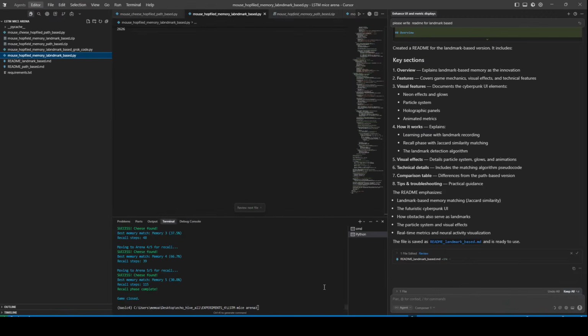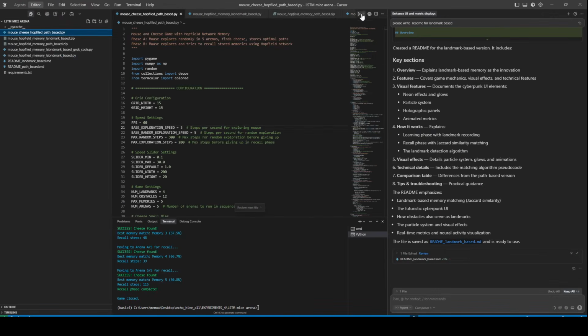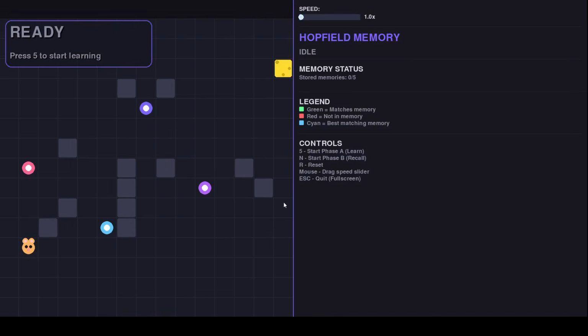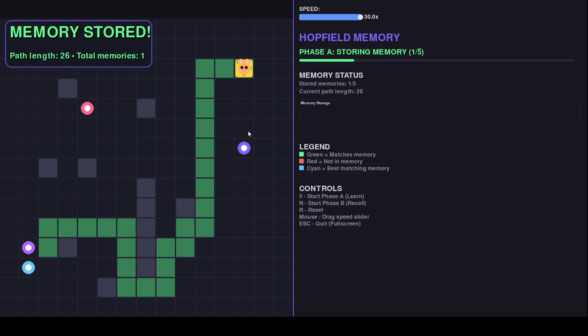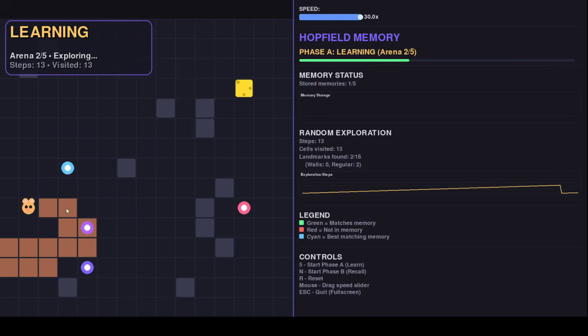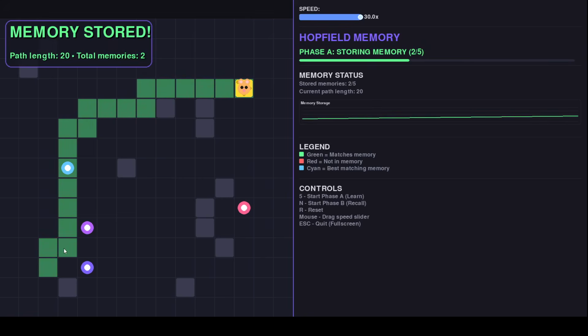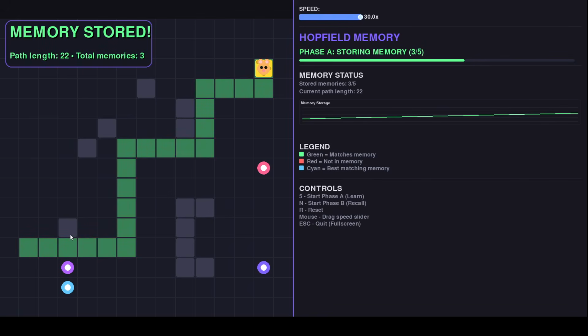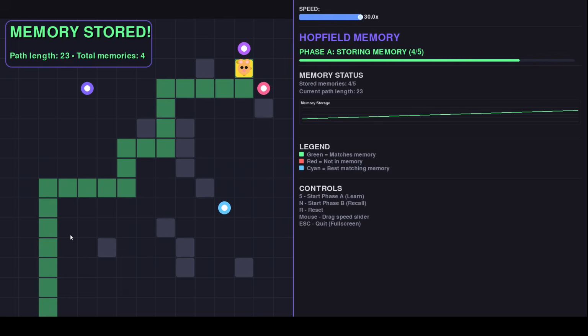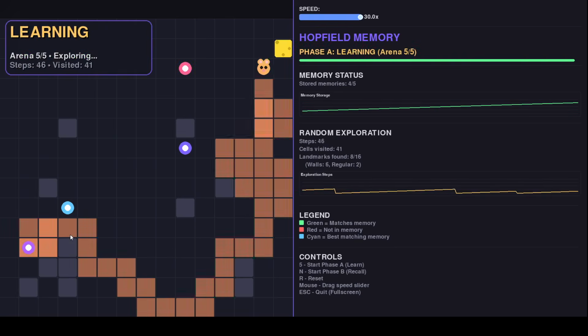Now, let's also take a look at the path based one. This one works the same, except for when we find a cheese. During the recall phase, let's actually start this. During the recall phase, the mouse will travel randomly and will keep note of the squares that it encounters, which includes parts of the correct path. And with those, we probe the Hopfield network.